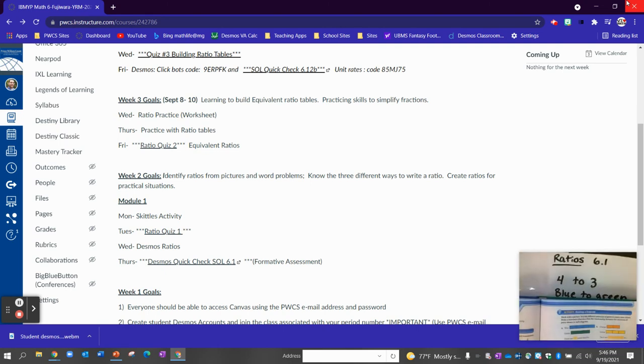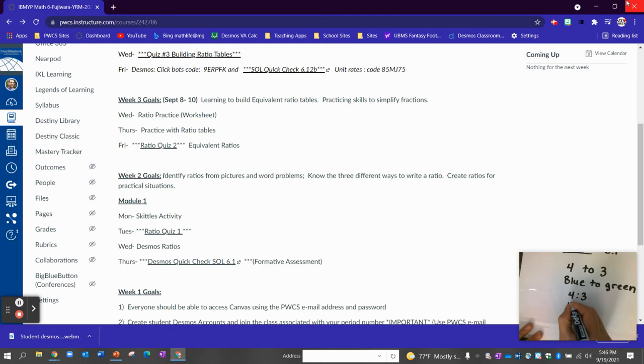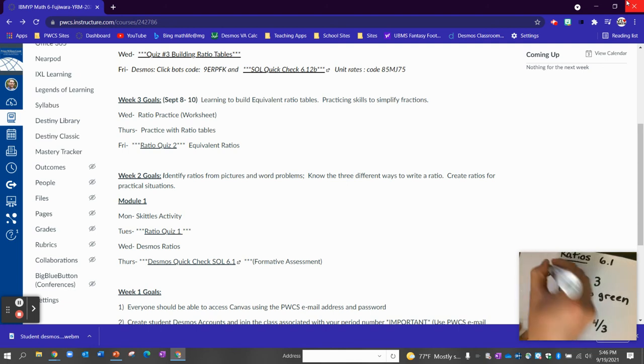So there's 4 and 3. You could also write that as 4:3, or as a fraction, 4/3. So the first way, second way, third way.